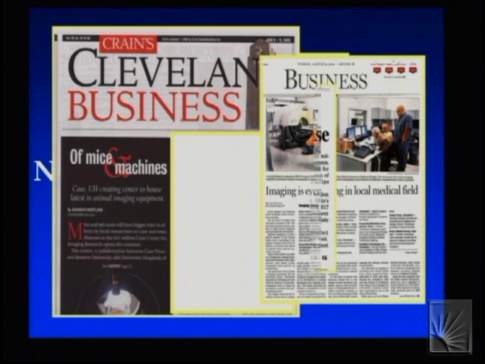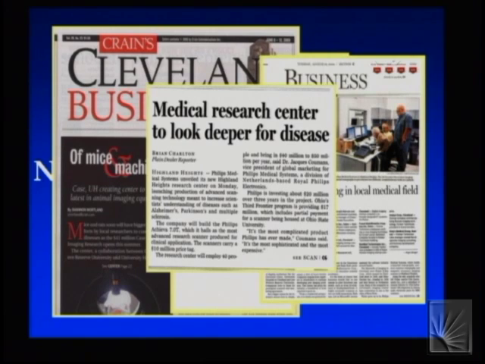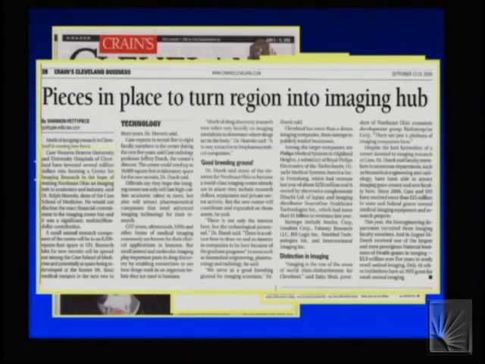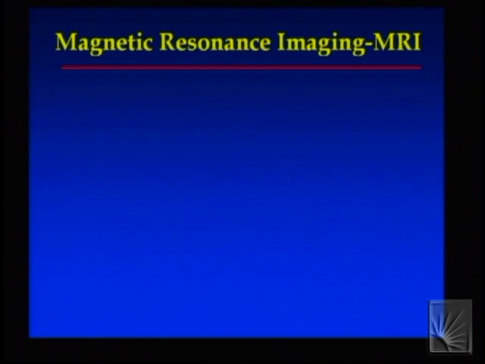And as you can see in the Plain Dealer, for example, there have been a number of articles over the years that have sort of capitalized and expressed how important it is for this region to create sort of an imaging hub, if you will, or to capitalize not just on our ability to make steel and cars, but also new technologies like medical imaging.